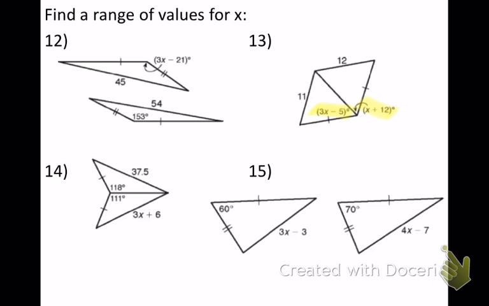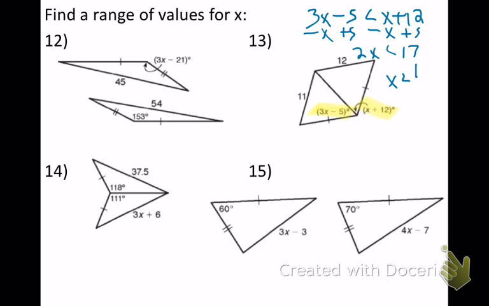Notice they give me two expressions. Right? Which one's got to be smaller? 3x minus 5. So I would say 3x minus 5 is less than x plus 12, right? And now I would solve. So in order to solve that, I'd subtract x to the other side. 2x minus 5. Add 5 to the right side. So I get 2x is less than 17, or x is less than 17 over 2. Okay, good. So that's one half of the problem.